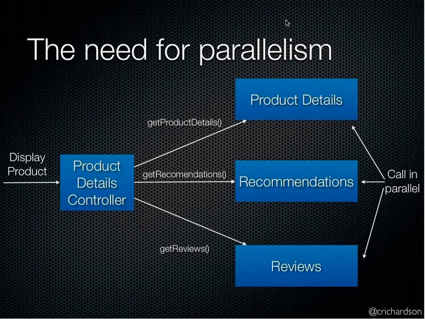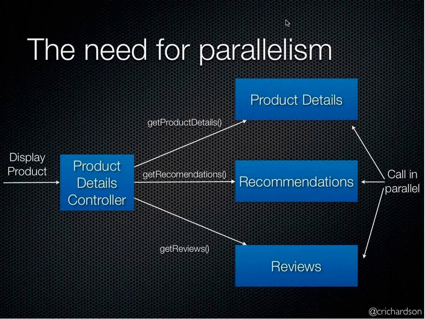I want to talk a little bit about the need for parallelism. So imagine that once again you're implementing this online store and you're writing the controller method that has to render the page, or at least get the data to render a product details page. Now, in this service-oriented architecture, you're probably going to have the product details stored and provided by one service, the recommendations stored in another, and the reviews stored in a third. In fact, there could be many, many more.